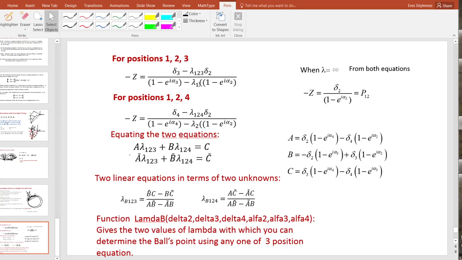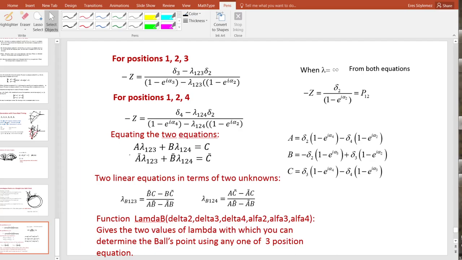Now, number one, when lambda 1,2,3 is equal to infinity, and lambda 1,2,4 is equal to infinity, it defines the pole P12. Equating the two equations, you see I have two parameters, lambda 1,2,3 and lambda 1,2,4. I have to satisfy both these equations, so I equate the two.